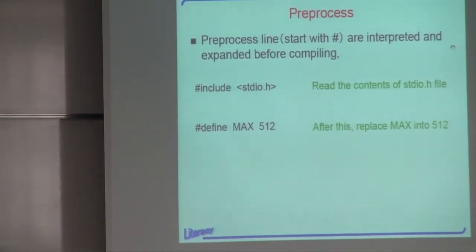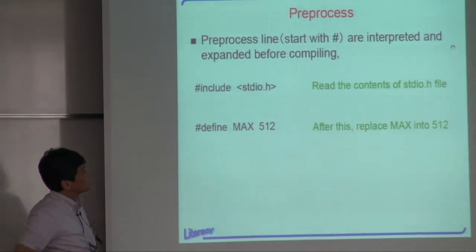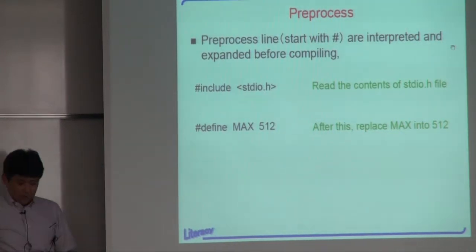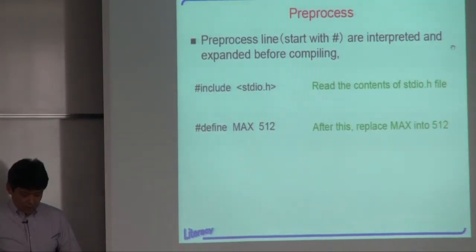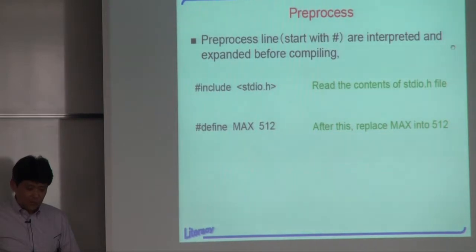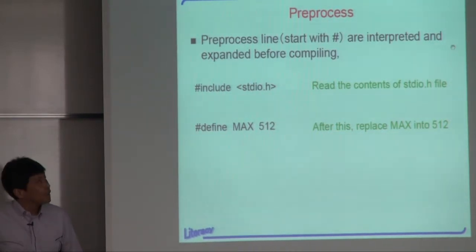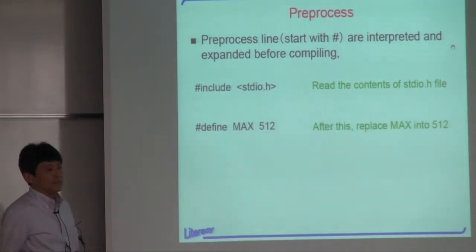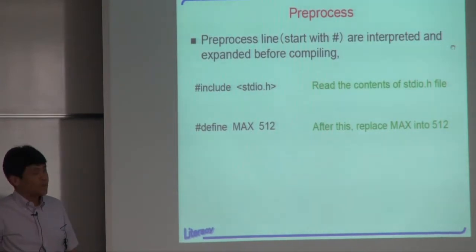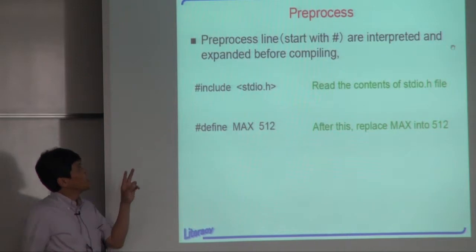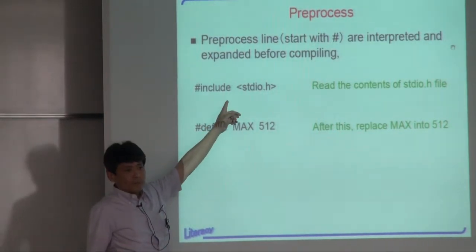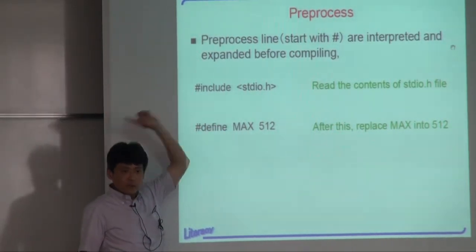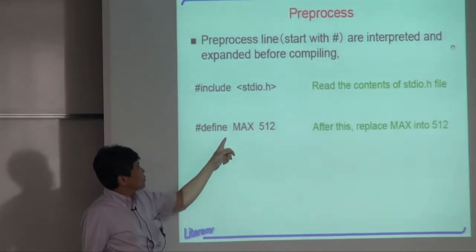So I already explained that in your program, you have to put special lines called pre-process lines. Mainly there are two types of pre-process lines. One is include, whose functionality is already explained, and also define.